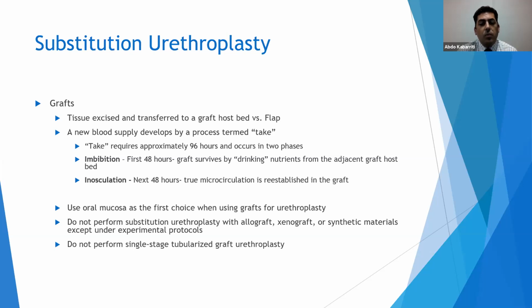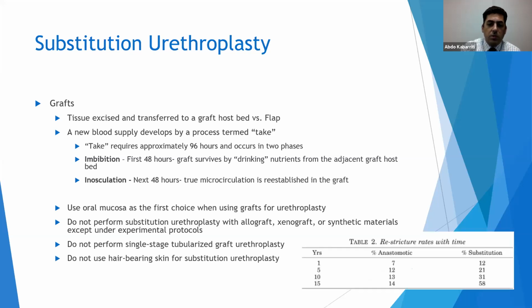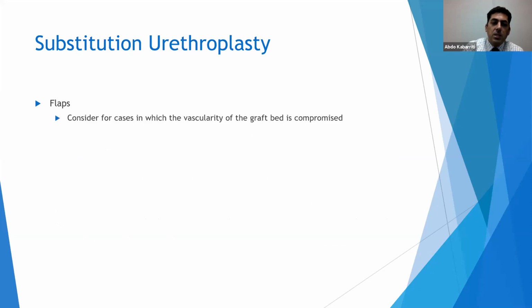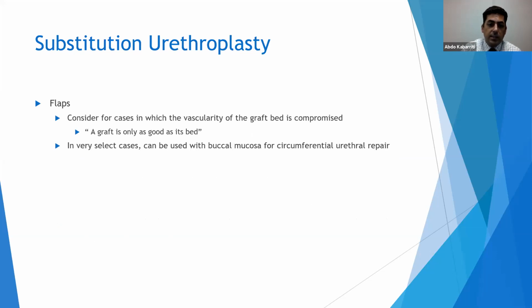And you should never perform a single stage tubularized graft urethroplasty due to its risk of failure. One should also not use hair-bearing skin for substitution urethroplasty, and more importantly, should not use it as a flap. Flaps should be considered for cases in which the vascularity of the graft is compromised, because remember, a graft is only as good as its bed.